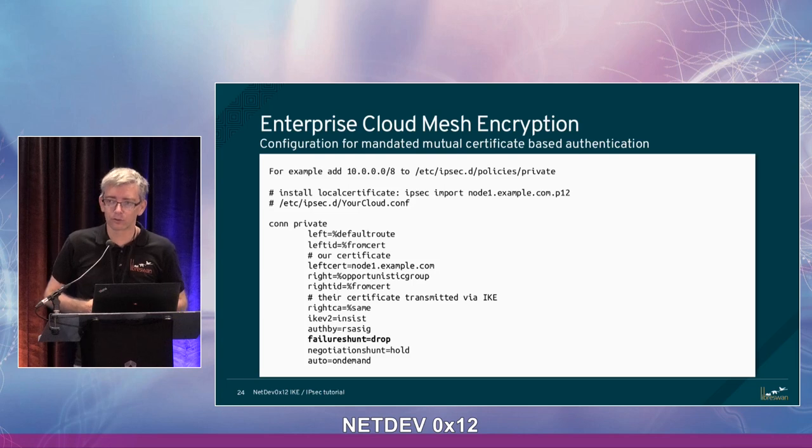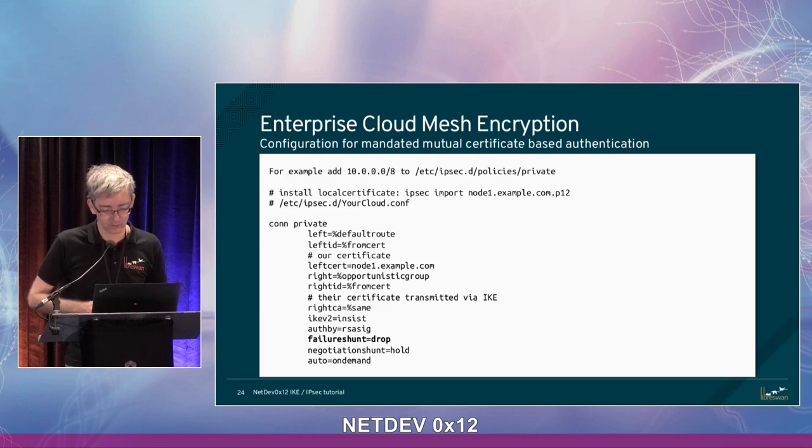So how does it look? Those group names, private-or-clear or private, are actually just connections in our configuration file. You see an example here using a certificate. It's using, again, left as default route, get the ID from the certificate. The only new line you see here is rightsubnet=%opportunisticgroup, which is its way of saying I have to see if the IP address comes from this group, and if it is, then I'll fill in the IP address here. Because this one is the private group and we don't want to leak anything, we say failureshunt is drop. So if this connection fails to establish, drop all the packets.